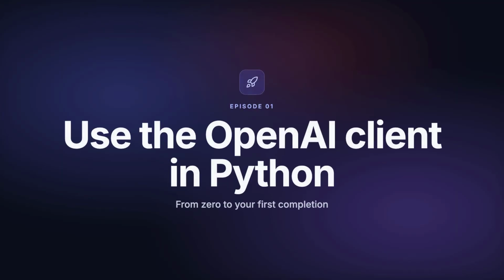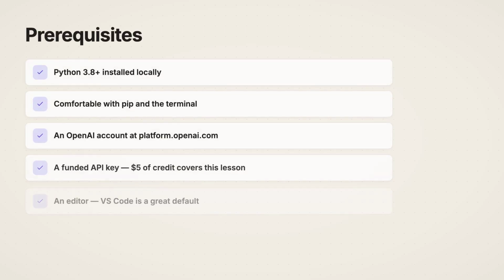Welcome. By the end of this lesson, you will have the OpenAI Python client installed, your API key stored safely, and your first chat completion running locally. Production-ready setup in under 10 minutes. 5 things to have ready.